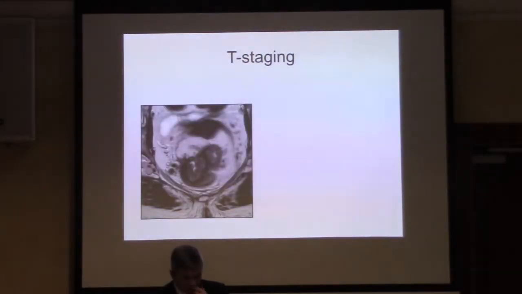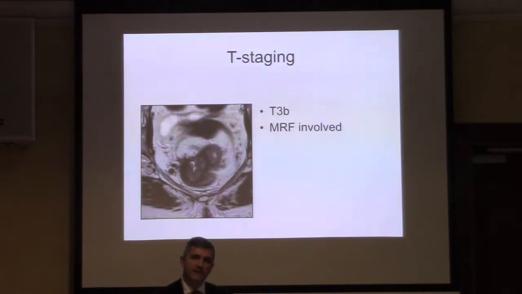So, back to this patient, T3B, we said, mesorectal fascia involved. This is a margin that they're going to cut around, so the CRM is involved. All right. Whereas that one I showed you before, he didn't. Let's look at something different.